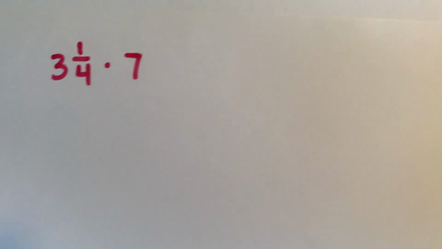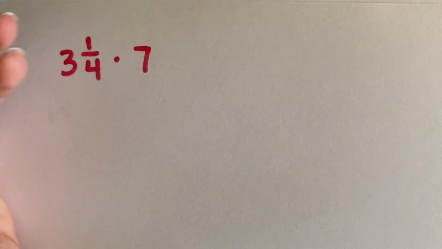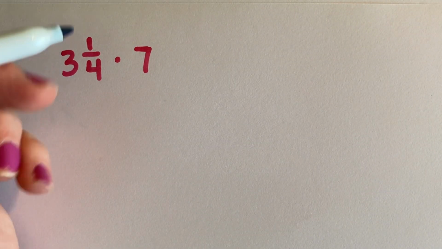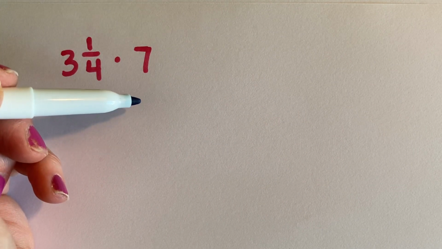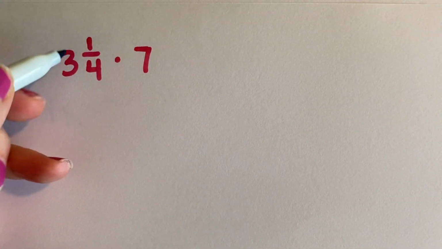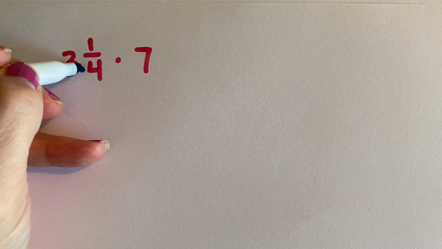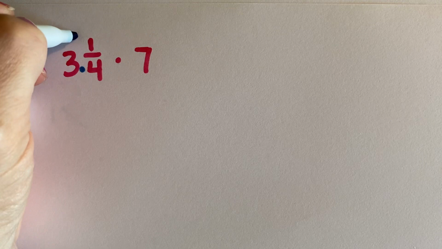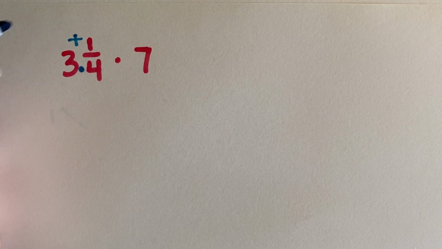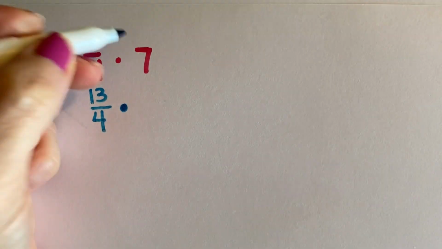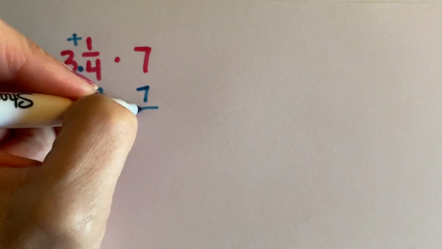Okay, let's do our final problem for this video. It's right here. I just wanted to show you what happens if you have a mixed number or a whole number when you're multiplying. Well, all you do is mixed numbers become improper, and whole numbers, you just put them over 1. So it'll look like this. 3 1/4 as an improper fraction. 4 times 3 is 12. Plus 1 is 13. So 13/4 times 7 as a fraction is 7 over 1.